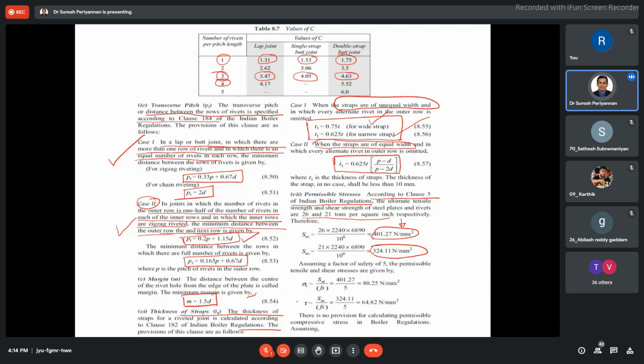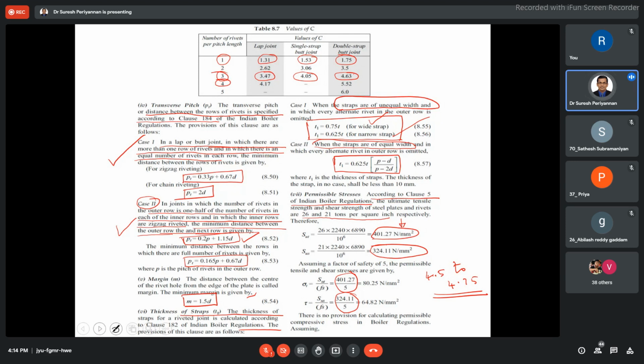This is after applying the factor of safety. We are using a factor of safety of 5. I mean, 4.5 to 4.75 is the correct value, but for a safe limit, we are using a factor of safety of 5.